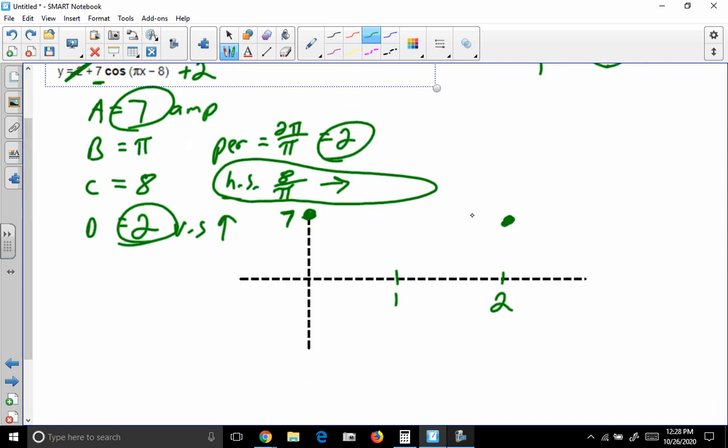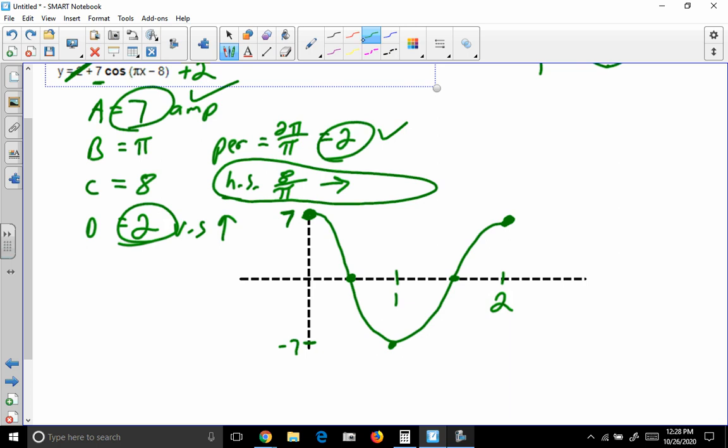Halfway between 2 peaks, we would be at a trough, so halfway between where it starts and where it stops would be at 1, we would be down at a trough. Halfway between a peak and a trough, we're at equilibrium. So our cosine wave will look like this. That is the correct period and the correct amplitude. Notice that's not 2 pi, that's just 2 units.